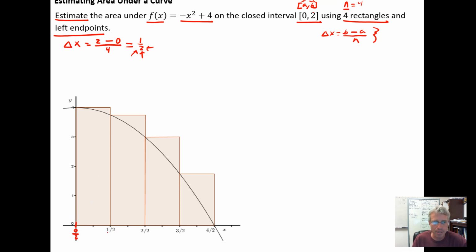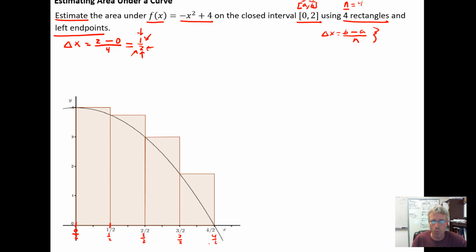And then to get to the next tick mark, you just add the width of your rectangle to it. So I'm going to go 0 plus a half is a half, and then a half plus a half is 2 halves, and then 2 halves plus another half is 3 halves, and then 3 halves plus another half is 4 halves.